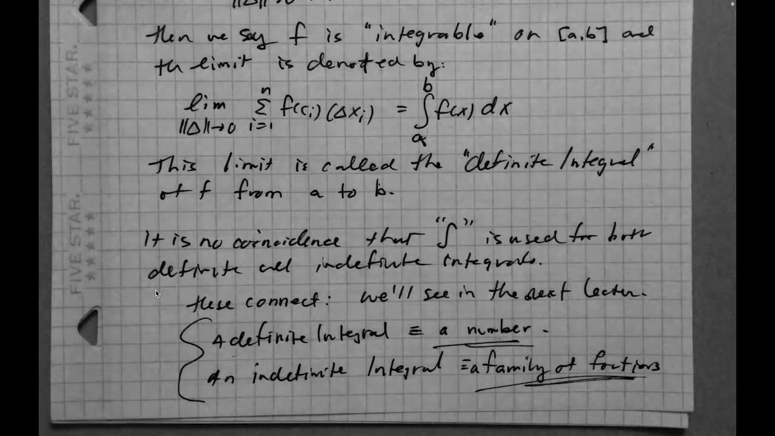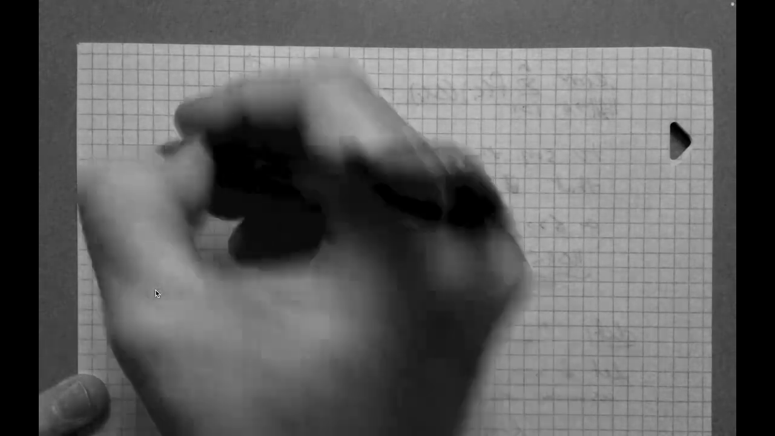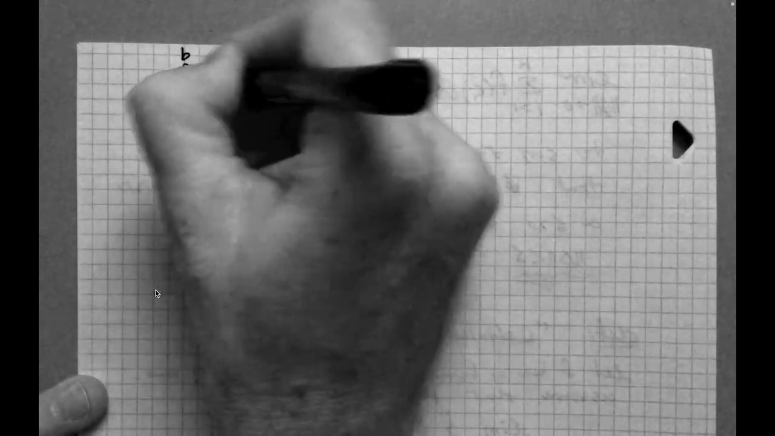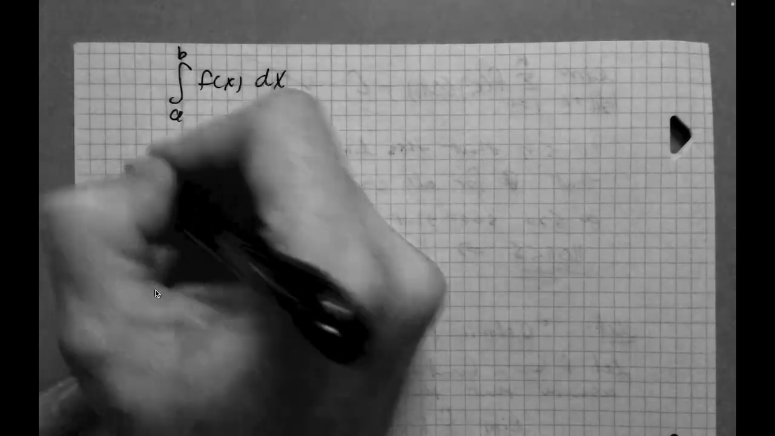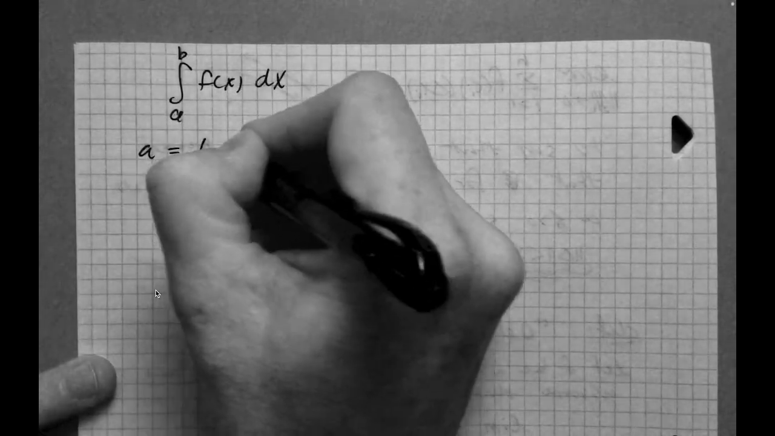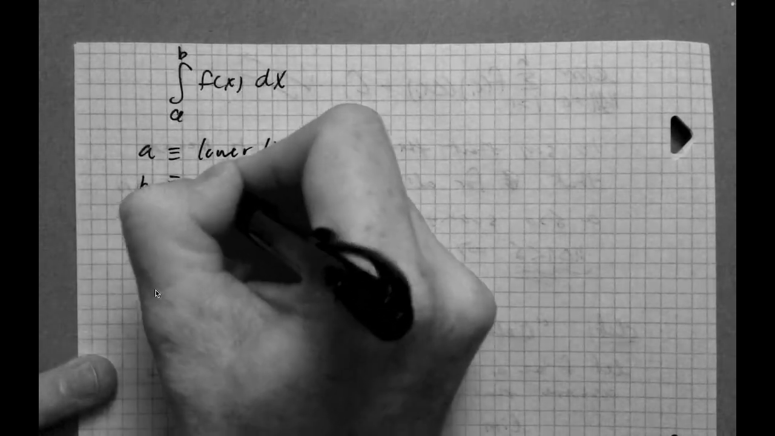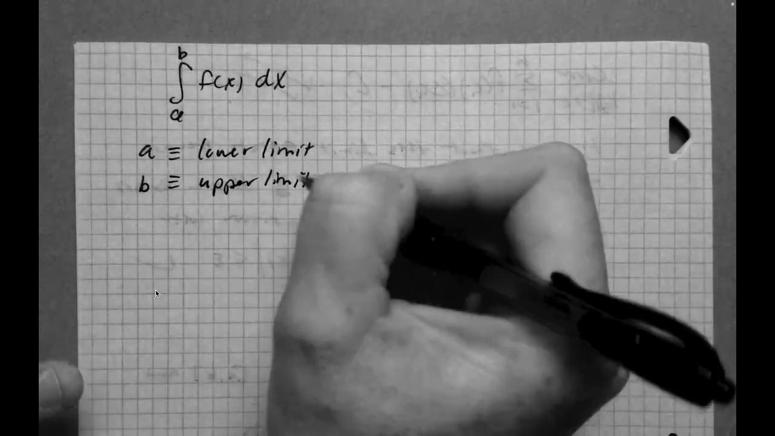One thing I didn't explicitly state, which I'll state now, is that when you have a definite integral like this, a and b are called the lower and upper limits respectively. So just terminology there. We'll come back to this in 2 seconds.